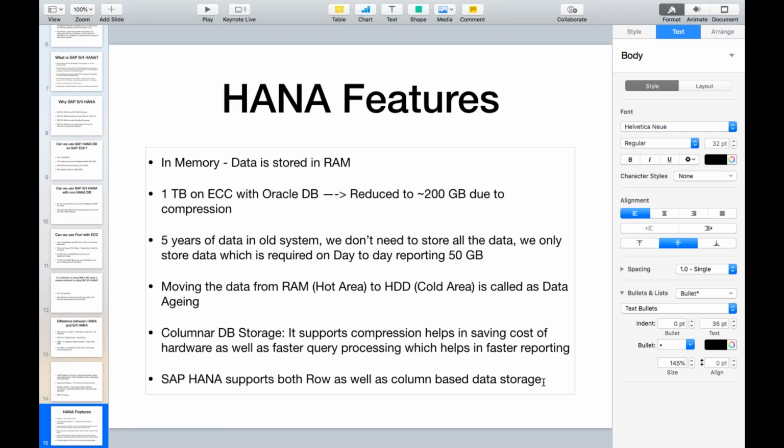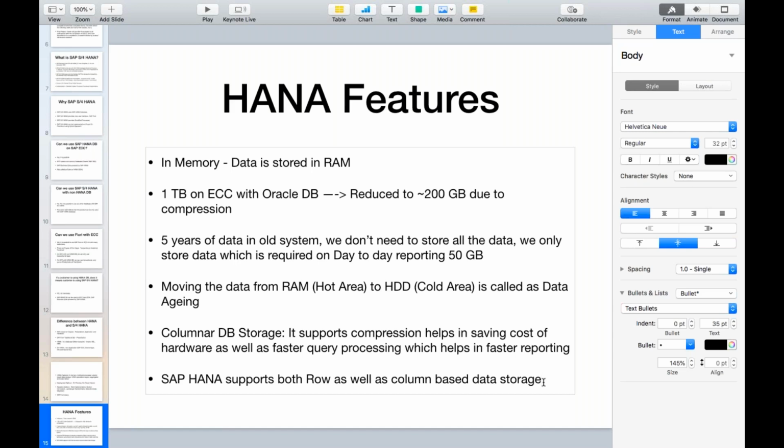In BKPF, how many columns do we have? I think maybe 70, 80, less than 100. Okay, and in BSEG, we have more than 200 columns. So in the same example that we have seen, if we are taking data from BSEG, which has 200 columns, even if we are taking only 20 columns out of it, it will still take the time of extracting all 200 columns because it was using row-based data storage.